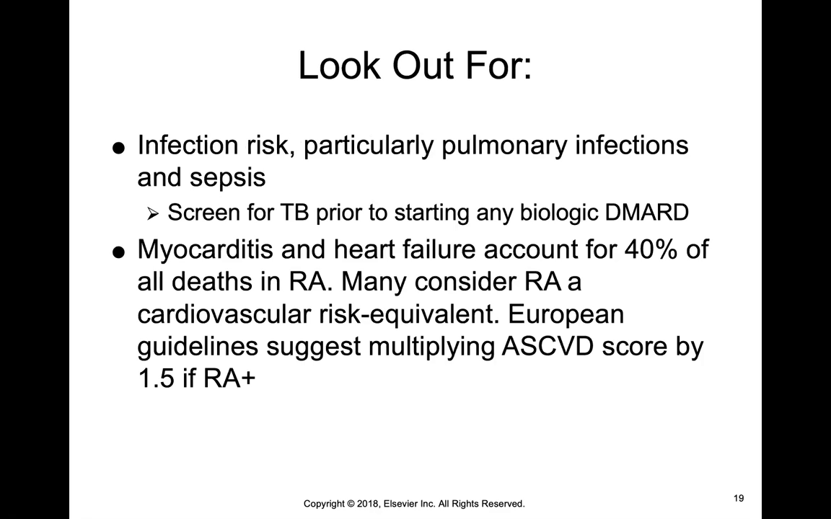A couple of things to look out for. With the DMARDs, really all of them, there is an infection risk. We are trying to prevent the body from attacking itself, and in doing so we can lower absolute neutrophil count or white blood cells, and that puts us at higher risk for infections. Particularly look for pulmonary infections and sepsis in patients. We do screen for tuberculosis, and if you are positive, then you would have to treat that first before starting your biologic DMARD.